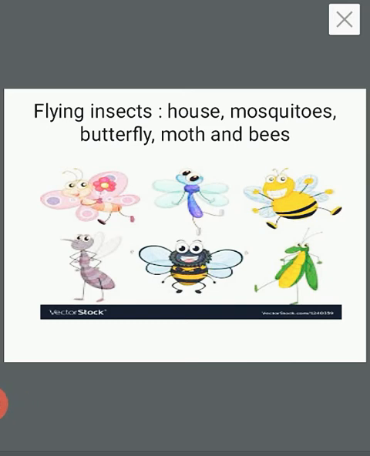Houseflies, mosquitoes, butterflies, moths and bees are called flying insects. They can fly because they have light and small bodies as well as light wings.